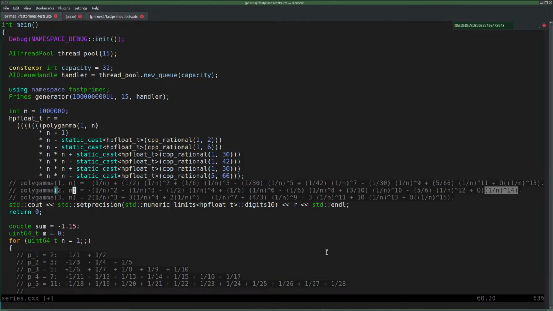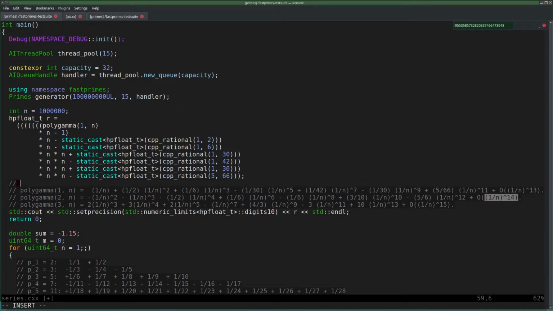Come on, there must be some logic in this already. I have a half, comma 1/6, comma 1/30, comma 1/42. Yeah, that's clearly a factor of 7 did sneak in here.